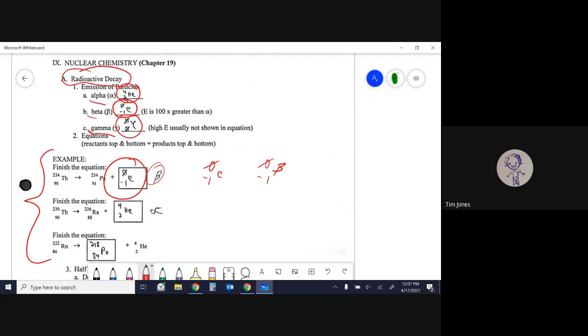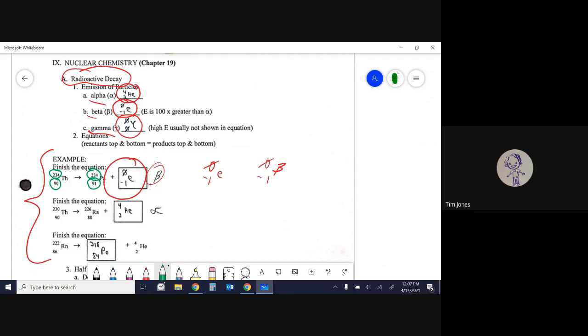Now, what's interesting here, and I mentioned that it's more complicated than just sending out an electron, is if you look at the numbers, 234 to 234, so the mass hasn't changed, at least not on a large scale. But look at the atomic number. It went from 90 to 91. The atomic number went up. So essentially what is happening here is a neutron is turning into a proton, which is why the atomic number would go up by 1, but the mass number stays the same.